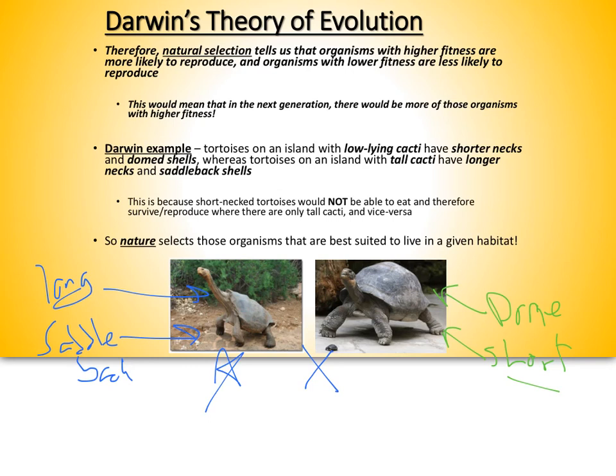So on an island where the vegetation is up high, the long-necked saddleback shell tortoises survive and reproduce, and over a period of time, the entire population will be long-necked and saddlebacked. On the contrary, on another island where the vegetation is short, these dome-shaped, short-legged and short-necked tortoises could survive, and so you're going to predominantly see a population like that where the food is lower. So nature here, the environment, is choosing or selecting which organism is best suited in that environment.